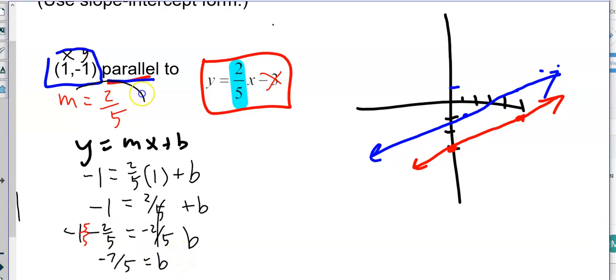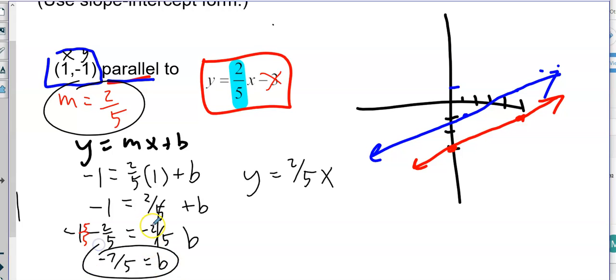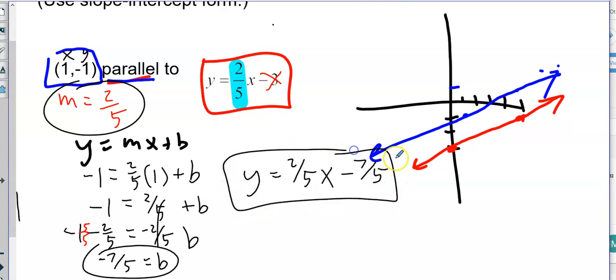So now we have our slope, so y = 2/5 x, and now we have our y-intercept of -7/5. That would be the equation of that blue line there, right? It was hard to tell that it crossed at -7/5. You wouldn't have probably guessed that. So plugging into the formula helps you out on something like that.